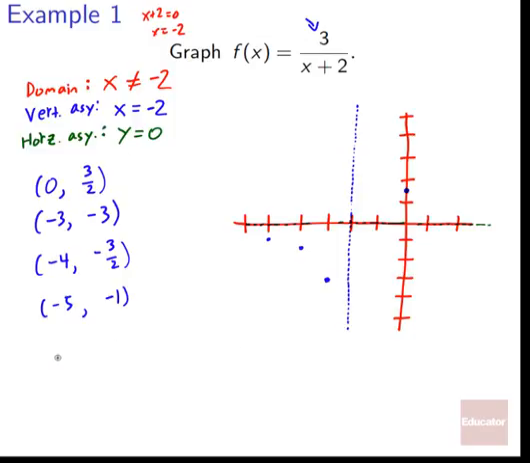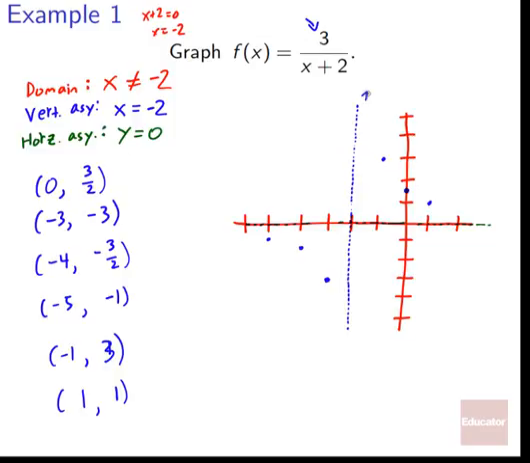Well, let's go on the other side. We've already got this point here. So let's try negative 1. At negative 1, 3 divided by negative 1 plus 2 becomes positive 1, so we are at positive 3, because 3 divided by 1 is 3. At 0, we already figured out we're at 3 halves. And at positive 1, we're going to be at 3 over 1 plus 2, so 3 over 3, so we'll be at 1 there. So at positive 1, we are at 1. At negative 1, we are at 3. Great. So at this point, we've got a pretty good idea.